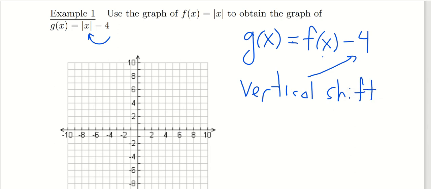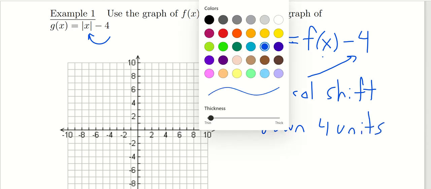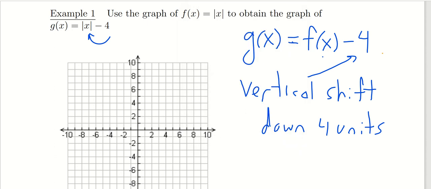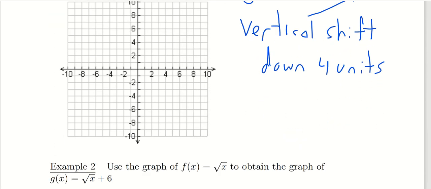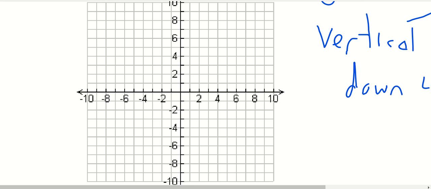And in this case, because it's subtraction by 4, it's going to be down 4 units. So let's begin by doing the graph for our parent function, f of x. At this point, we have to know what the absolute value function looks like. It's piecewise linear. It looks like a line with a slope of positive 1 for x greater than or equal to 0, and it looks like the portion of a line with a slope of negative 1 for x less than 0.